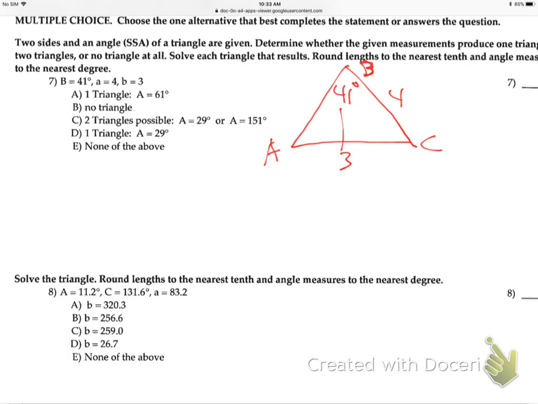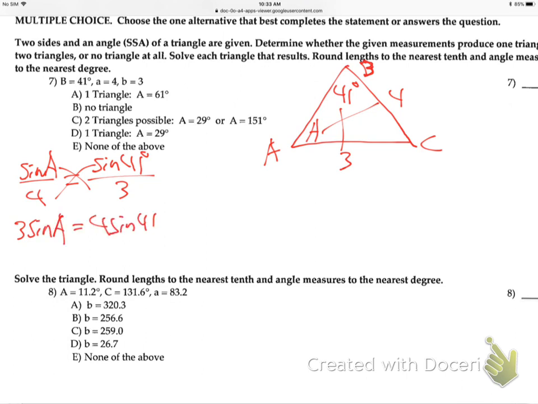So I'm looking for angle A here, right? So I'm going to go the sine of A. I always start with what I don't know. You don't have to, but it might be easy. So what I don't know is angle A, so put it right on the top. Sine of A over 4 is, and I'm putting sines on the top on this one, so I'll be consistent, sine of 41 over 3. There we go. Diagonal, diagonal. 3 sine A is 4 sine 41, divided by the 3.